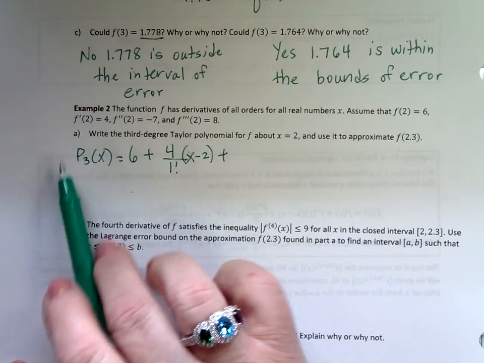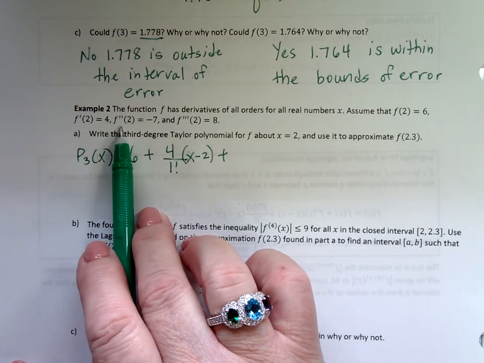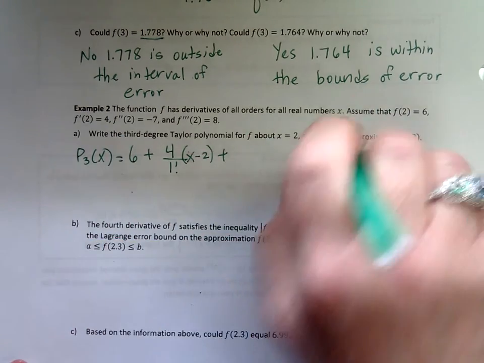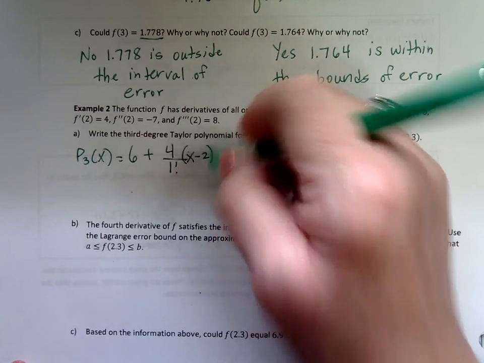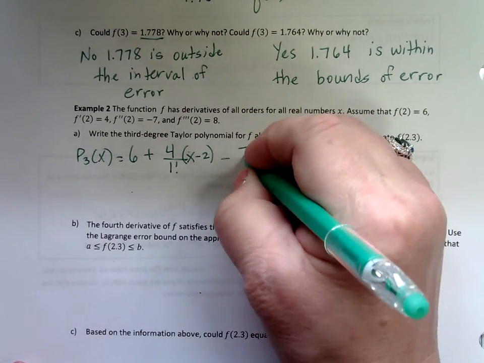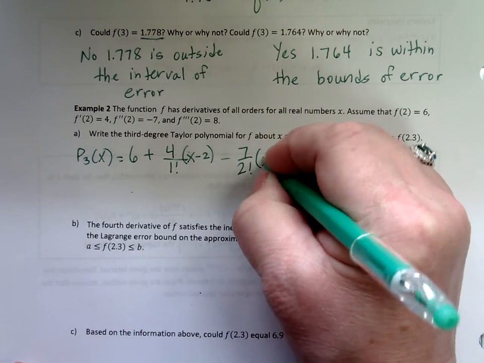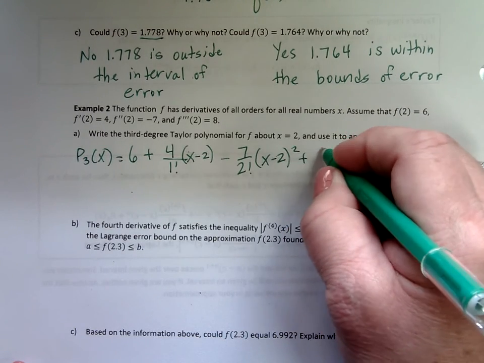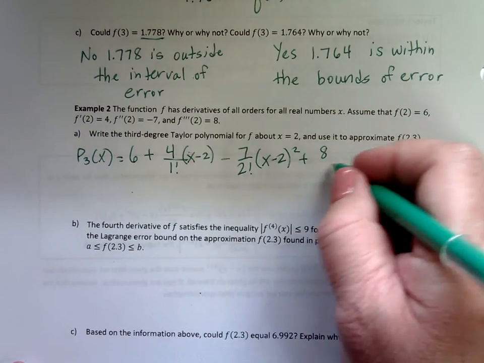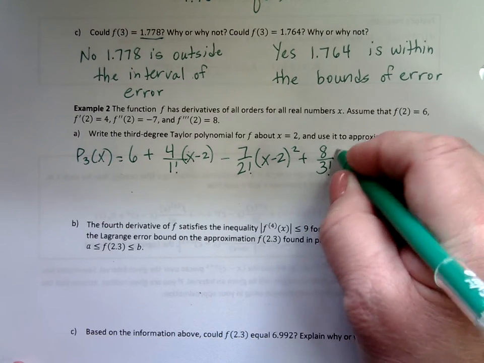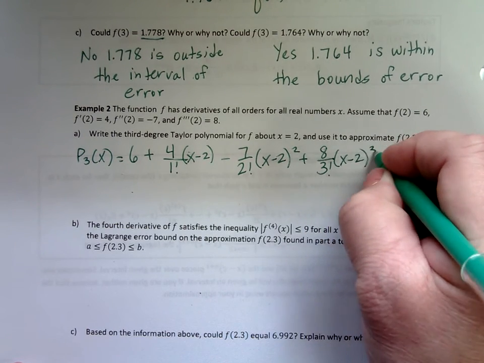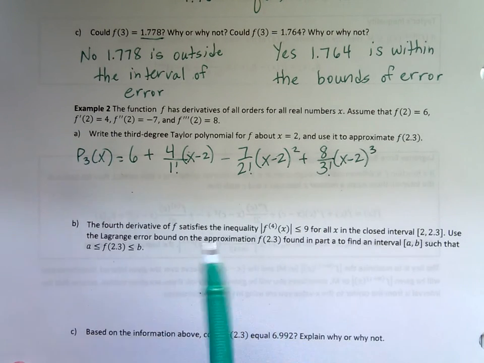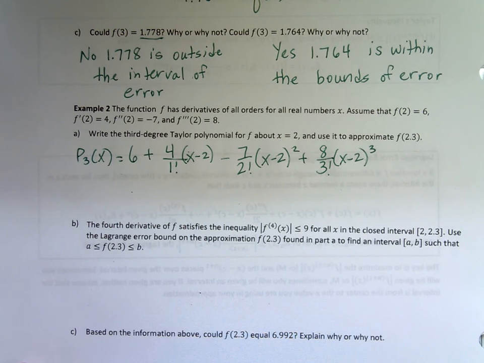Get to the next one. The next one is a -7. So maybe I'll change this from a plus to a -7, over 2 factorial, x minus 2 quantity squared. And then a plus 8 from here over 3 factorial times x minus 2 to the third. Did we get a third degree polynomial? We did. Okay.